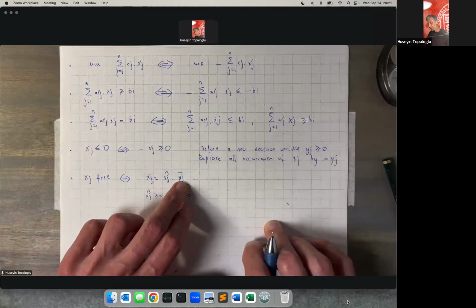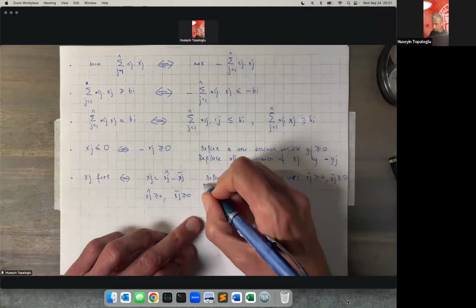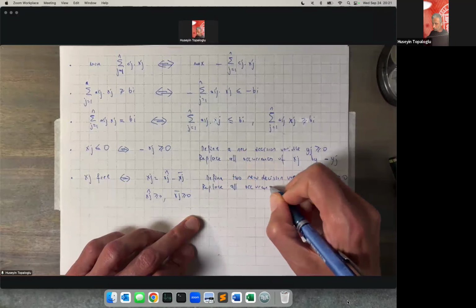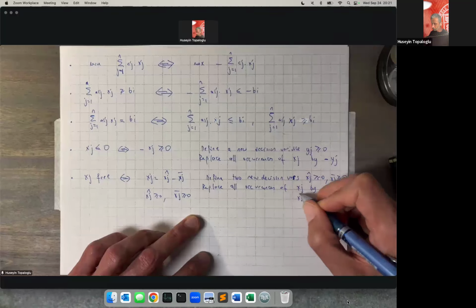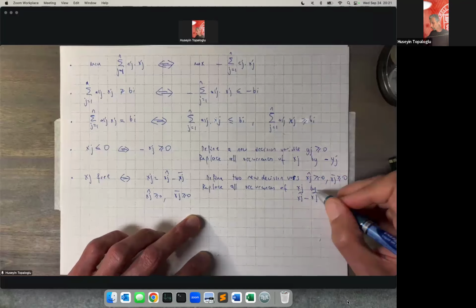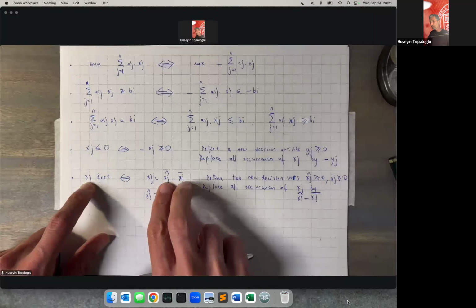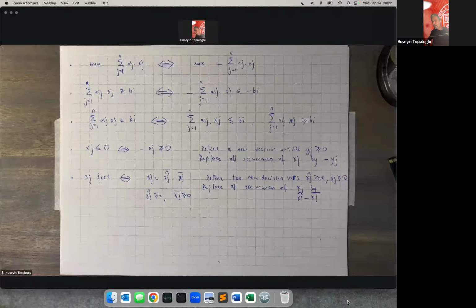Define two new decision variables, xj hat and xj bar. They're both non-negative, and we replace all occurrences of xj by xj hat minus xj bar. So if you have a free decision variable, we represent it as the difference of two non-negative decision variables. Okay. So now let's do an example to see these ideas in action.